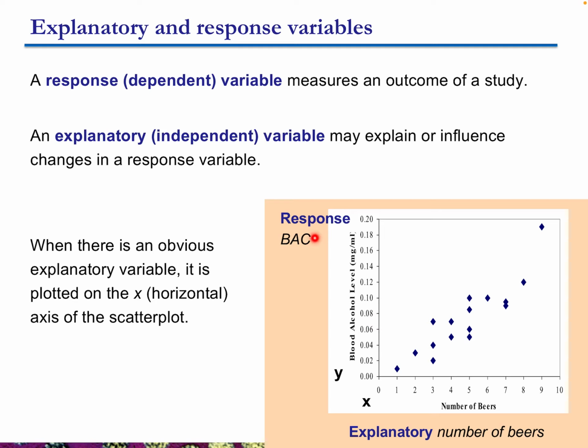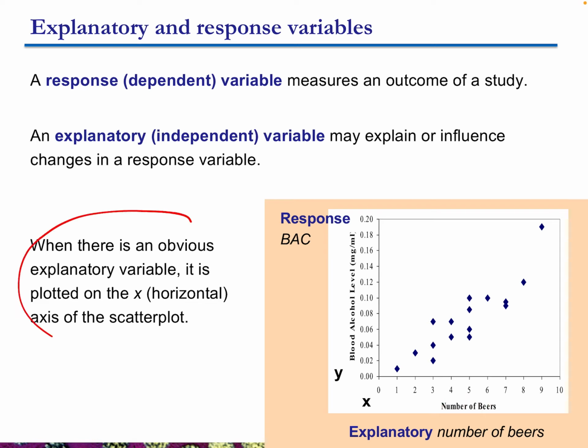So blood alcohol content is our response or dependent variable, and number of beers consumed in this case is the explanatory or independent variable. It's explanatory because it explains your blood alcohol content. It causes it. It's called the independent variable because it is not affected by blood alcohol content. Your blood alcohol content doesn't dictate how many beers you consume. That's backwards, right? That's not how it works. So typically one variable will drive the relationship with the other variable.